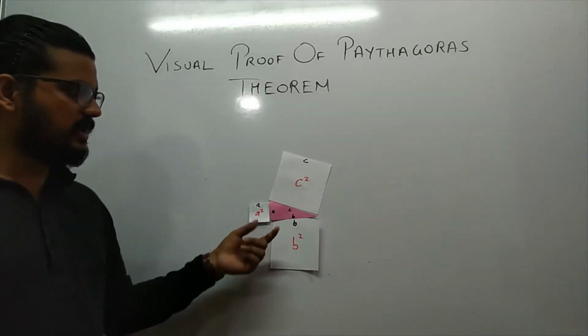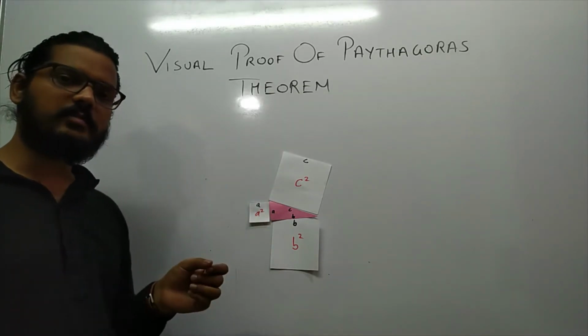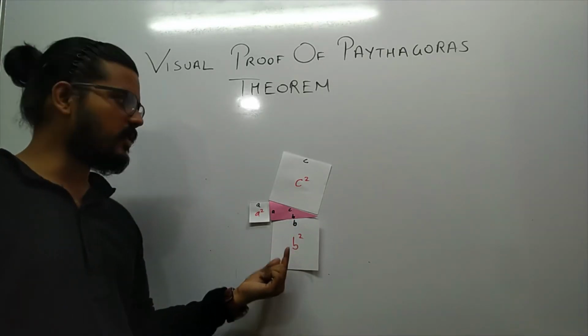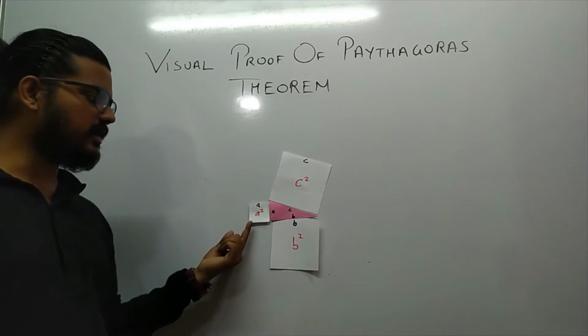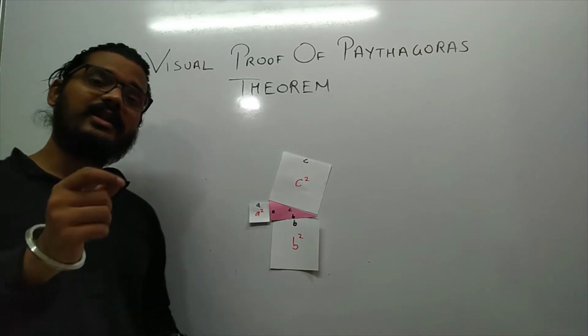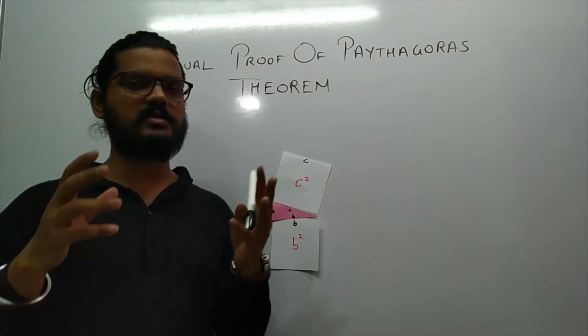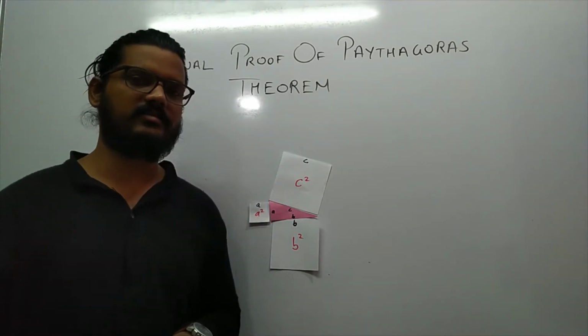Now if we see, the area of a square is nothing but side squared. So since the side is B, the area of this is B square, the area of this is C square, and the area of this is A square. Now let's understand how Pythagoras got to know about this formula that a square plus b square is equal to c square. Let's visualize that.